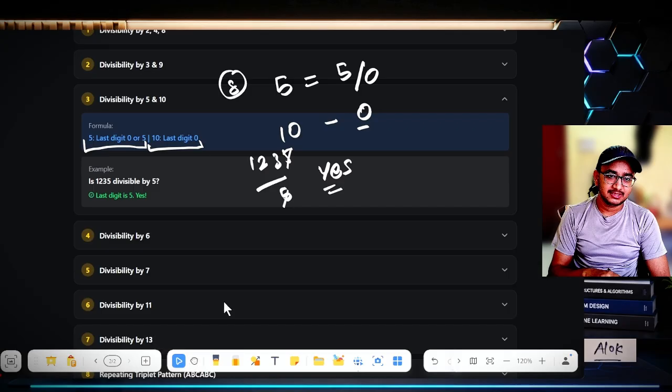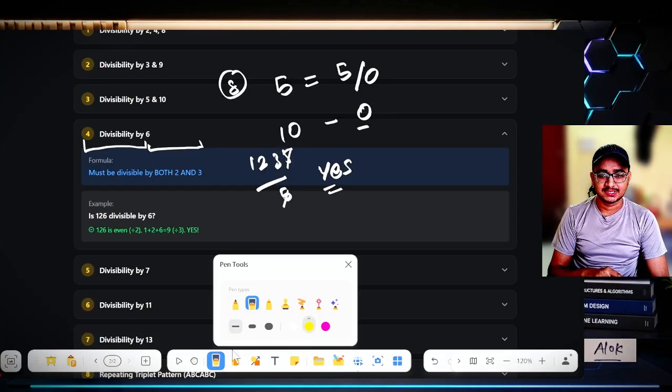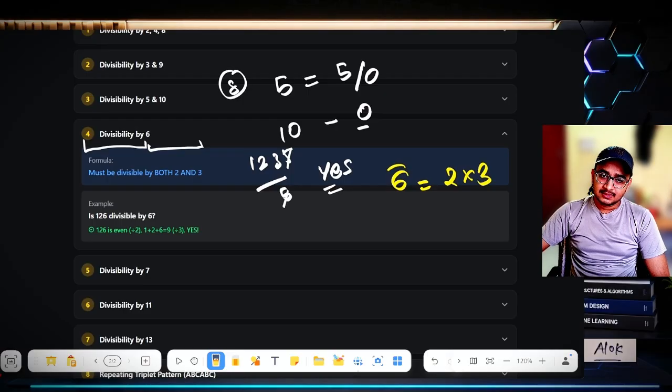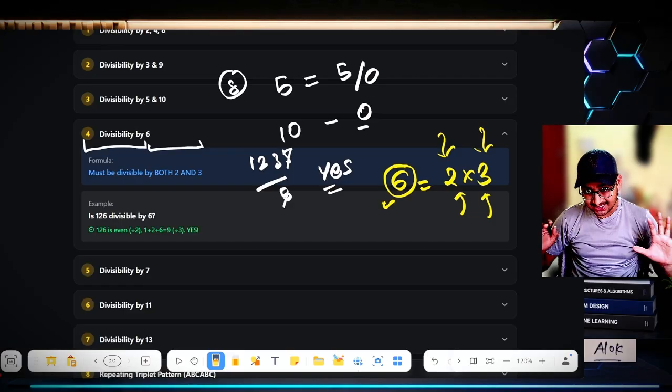Let's move ahead to the divisibility rule of 6. In case of 6, we have to see one more important concept. If we prime factorize 6, it comes out to be 2 times 3. If a number is divisible by 6, then that number must be divisible by 2 and 3. If a number is divisible by 2 and 3, then that number must be divisible by 6. This is correct both ways.